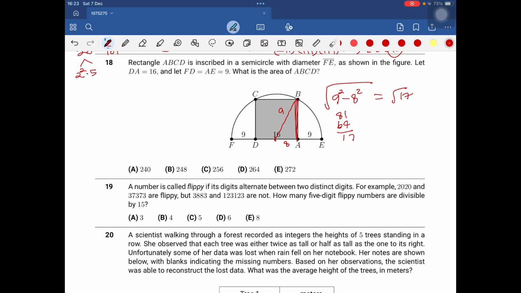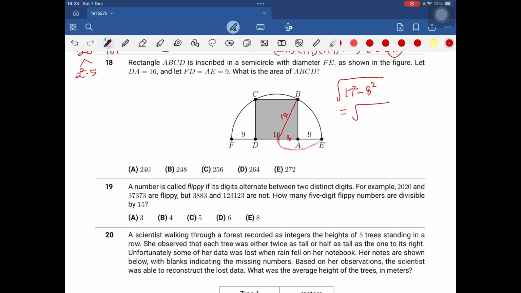Oh, isn't it? Oh, but why is there no? No, I made a mistake. I said that the radius was 9, but the radius was not 9. All of this is radius. So 8 and 9, radius is 17. So 17 times 8.